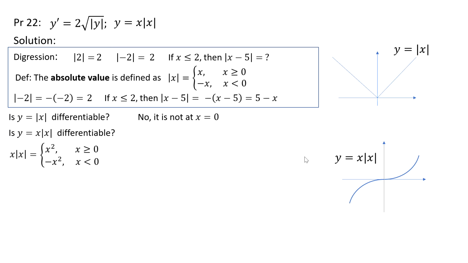Now the question is, is this differentiable at x equal to 0 especially? Any thoughts? How should you even think about it? Can you simply say, well, if absolute value of x is not differentiable at 0, x times absolute value of x is also not differentiable, man? No. You cannot use that logic.